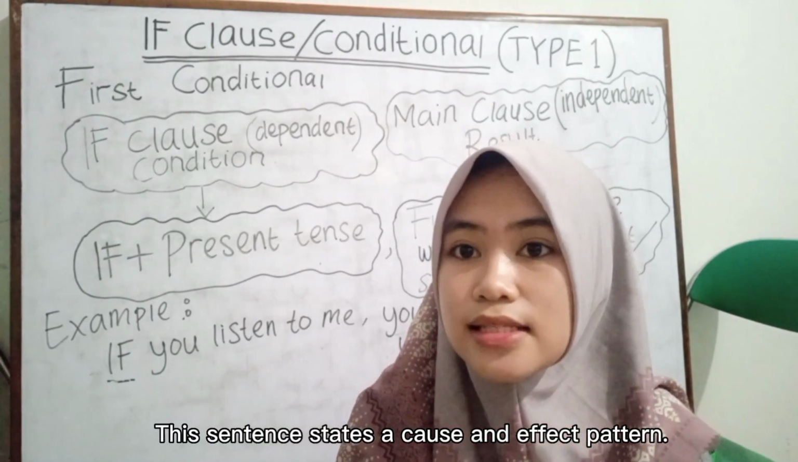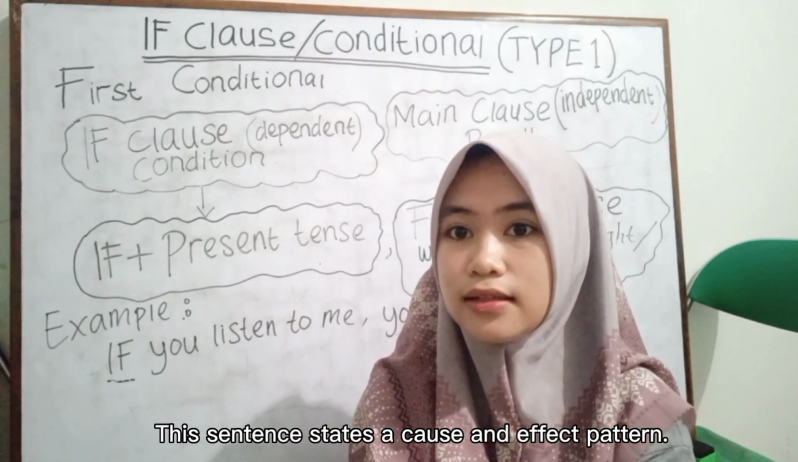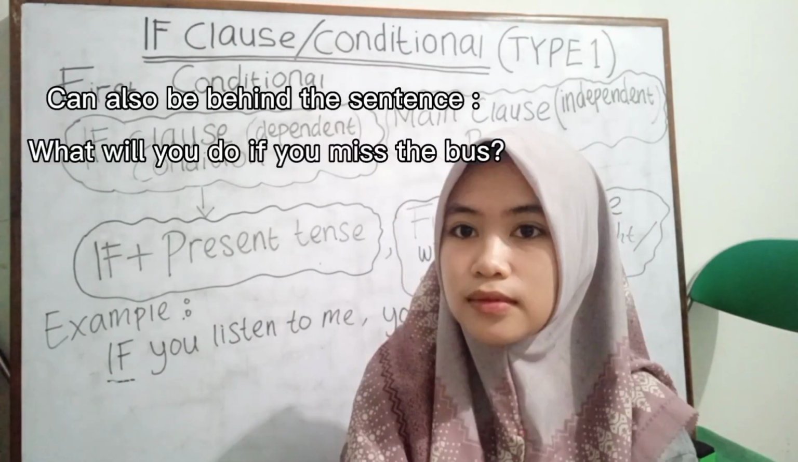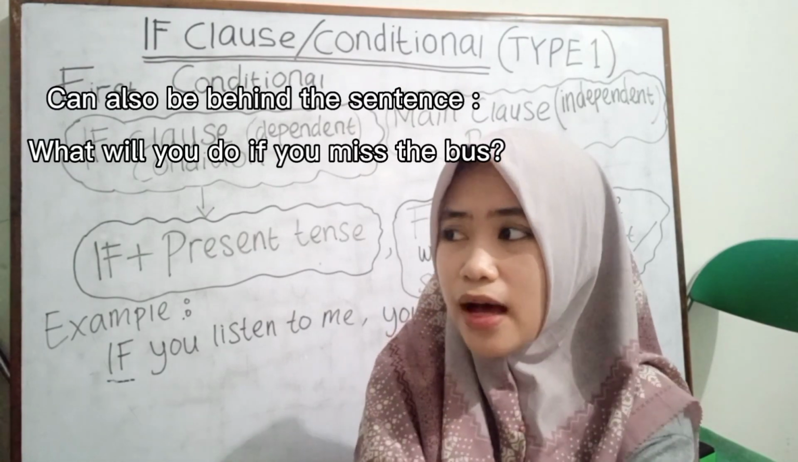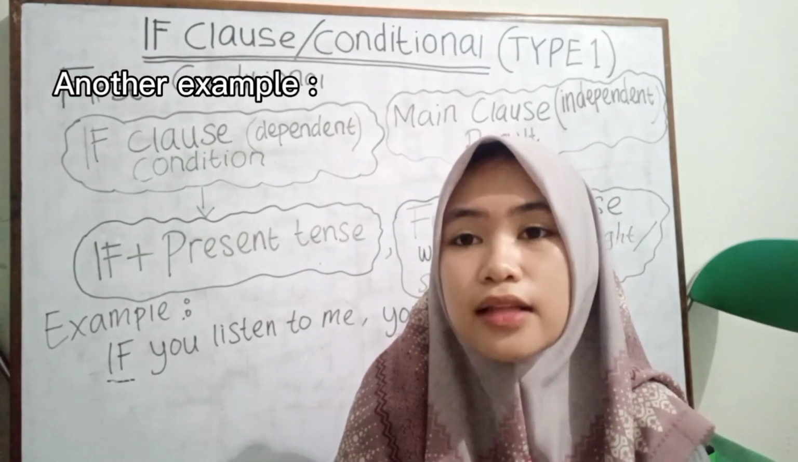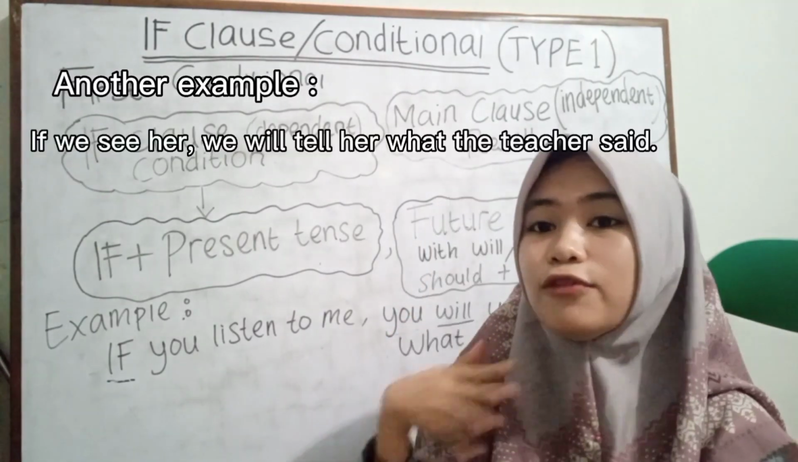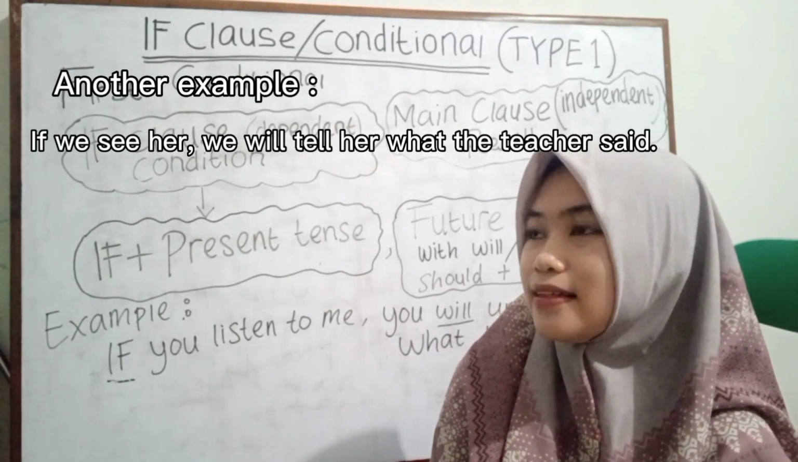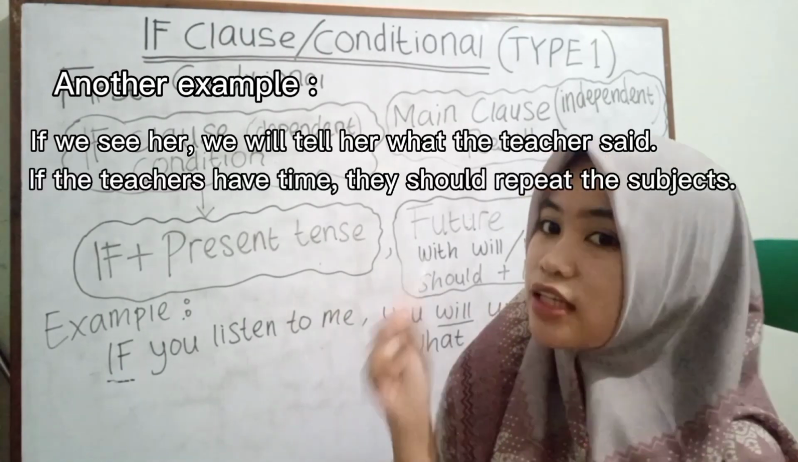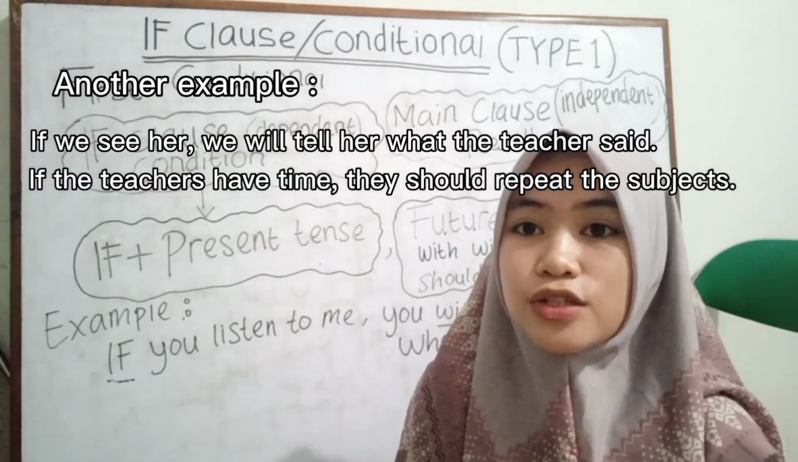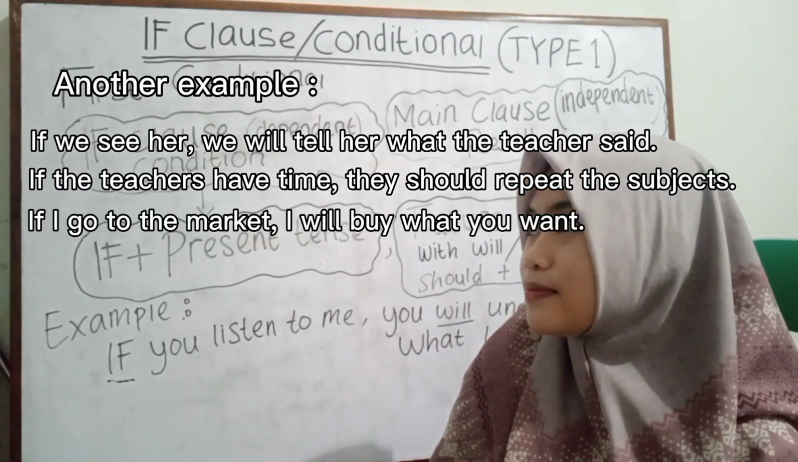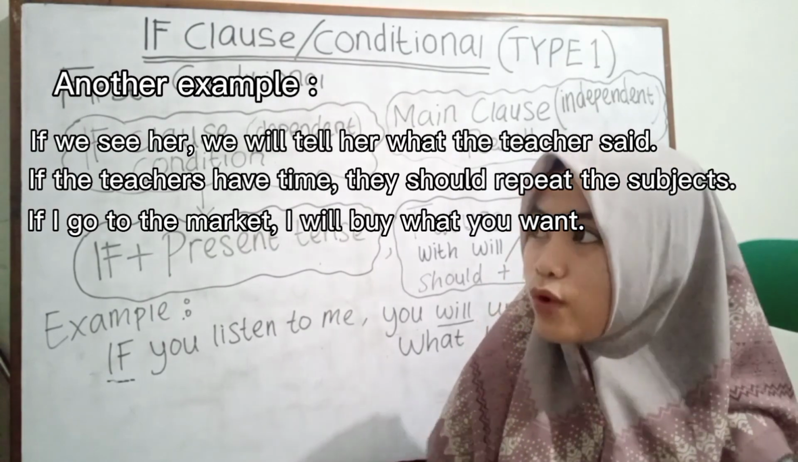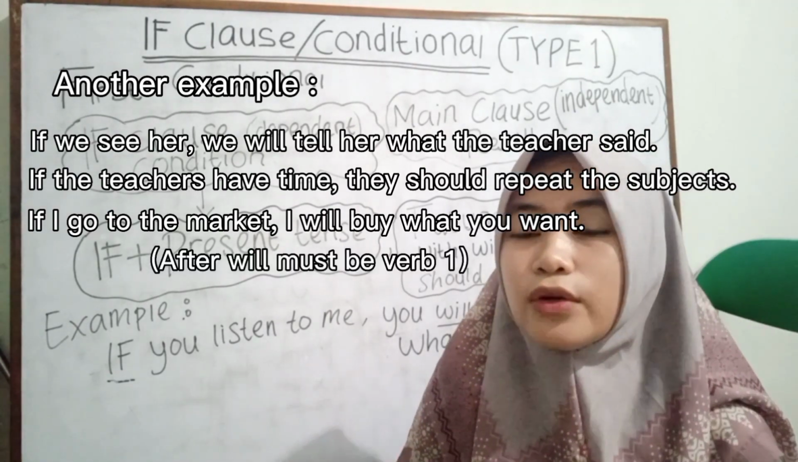The sentence states a cause and effect pattern. It can also be a question. What will you do if you miss the bus? Another example: if we see her, we will tell her what the teacher said. If the teacher has time, they should repeat the subject. If I go to the market, I will buy what you want. After will must be verb 1.